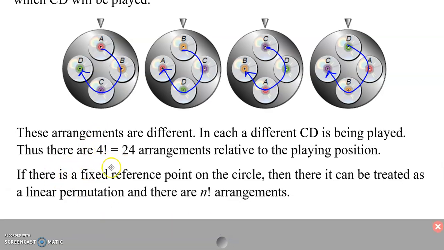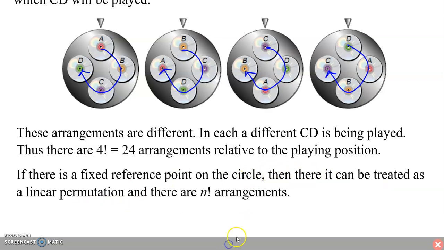So if there is a fixed reference point on the circle, so even if it's shaped like a circle, but one of the spots is different, well, then it can be treated as a linear permutation. So even if it looks like a circle, if one of the spots is different than the rest, then you can treat it as a linear permutation.